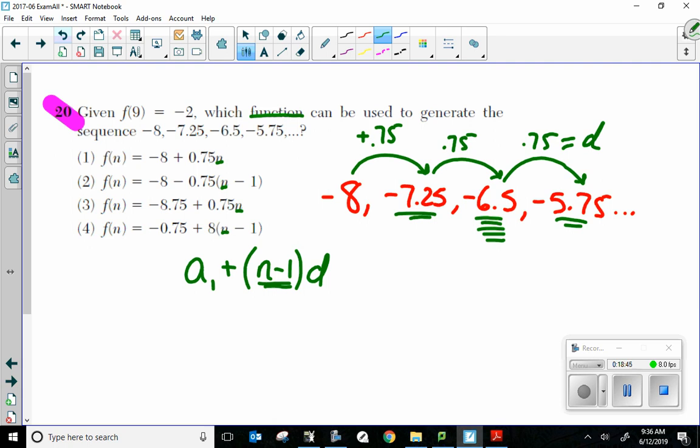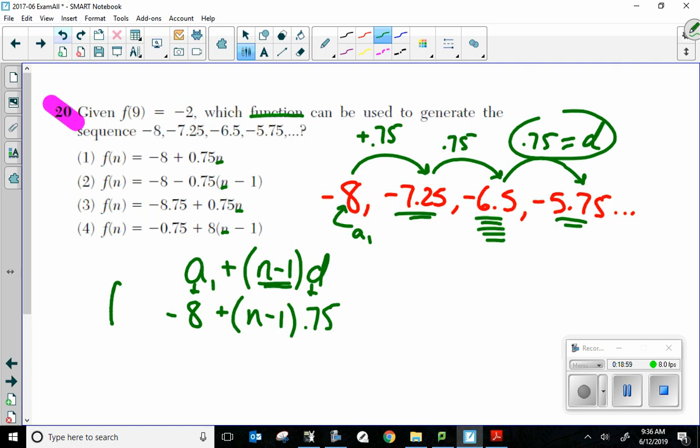My first element in my list is negative 8. Plus, this stays n minus 1. And my common difference is 0.75. So my equation, my function with a variable n in it, is this right here. I don't see that. You might be quick to say, oh, 2, but please, friends, this is a plus sign here. This is a minus sign right here. They are not the same, so it is not number 2, okay?